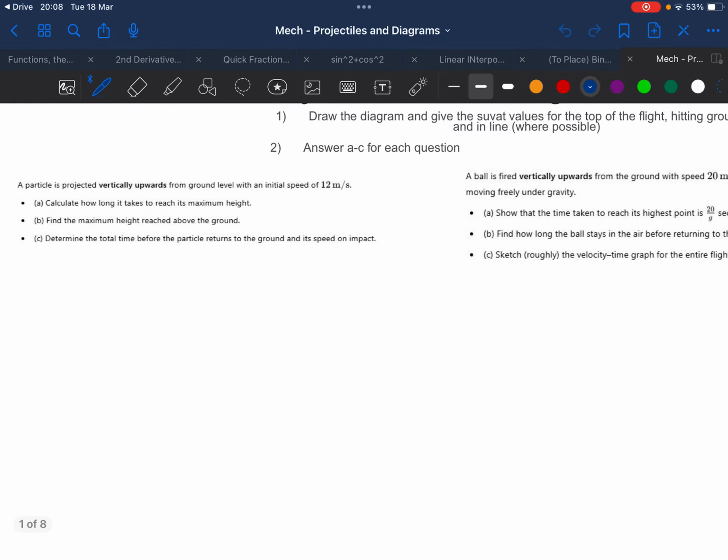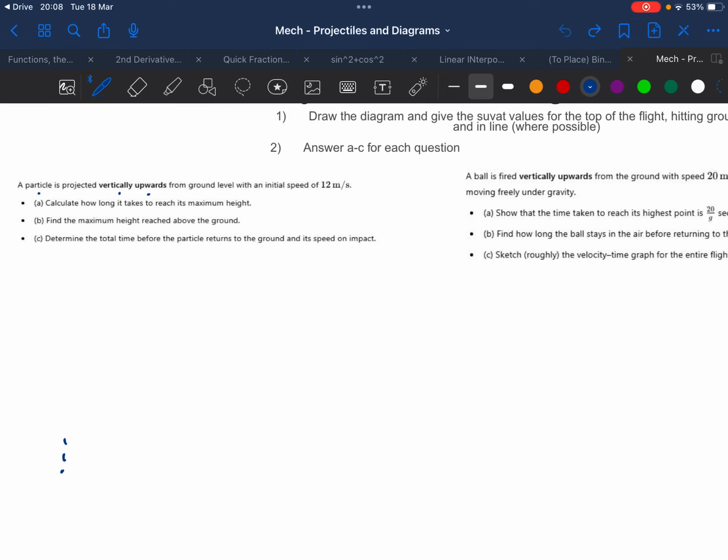Okay, today we're going to take some situations and construct useful diagrams for projectiles and answer some beginner SUVAT questions. We'll do some harder ones in a later video. So, a particle is projected vertically upwards. For today, we are talking about something going up and then back down. Okay, that's going to be it.